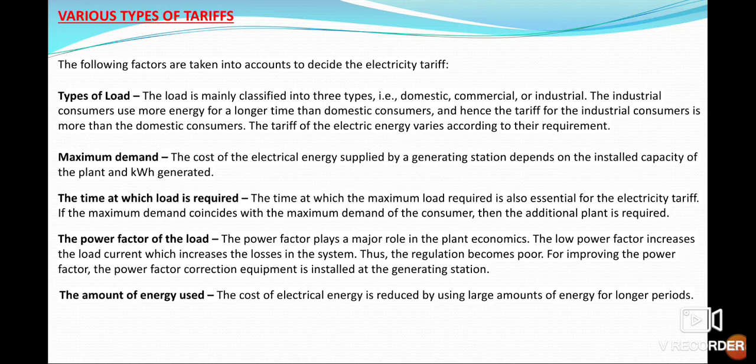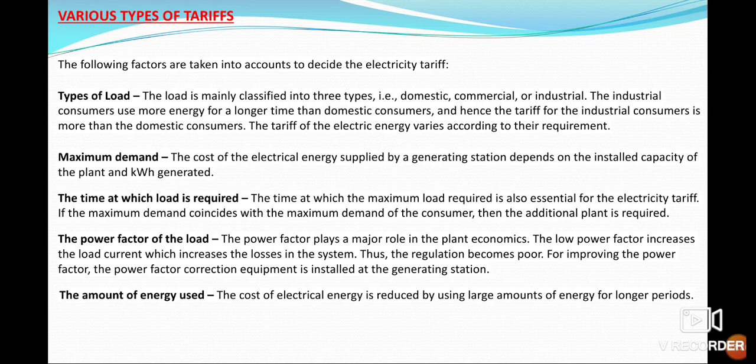and industrial. The industrial consumers use more energy for a longer time than domestic consumers, and hence the tariff for industrial consumers is more compared to domestic consumers. The tariff of the electric energy varies according to their requirement. Similarly, for maximum demand, the cost of electrical energy supplied by a generating station depends on the installed capacity of the plant and the kilowatt hours generated, that is the energy generated by the plant.